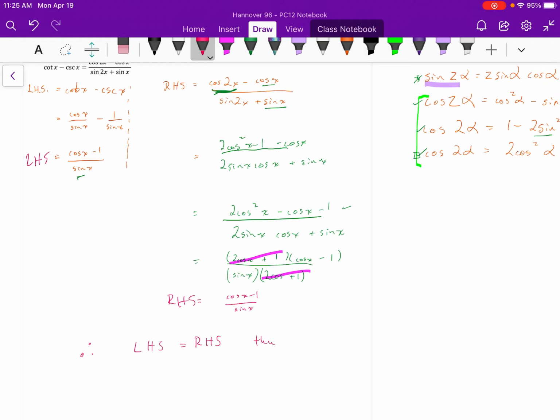Thus, the above is an identity. And since I'm done my proof, I'm going to put my little square. Done as dinner.